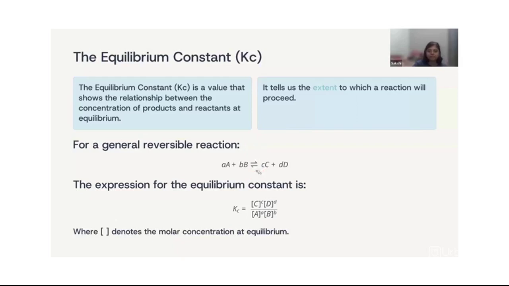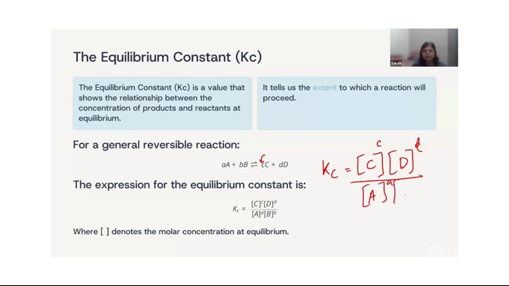How do we write it? It's very simple. Kc is equal to the concentration of the products raised to their coefficients, where the small letters are the coefficients, right? Divided by the concentration of the reactants raised to their coefficients, right? Okay.